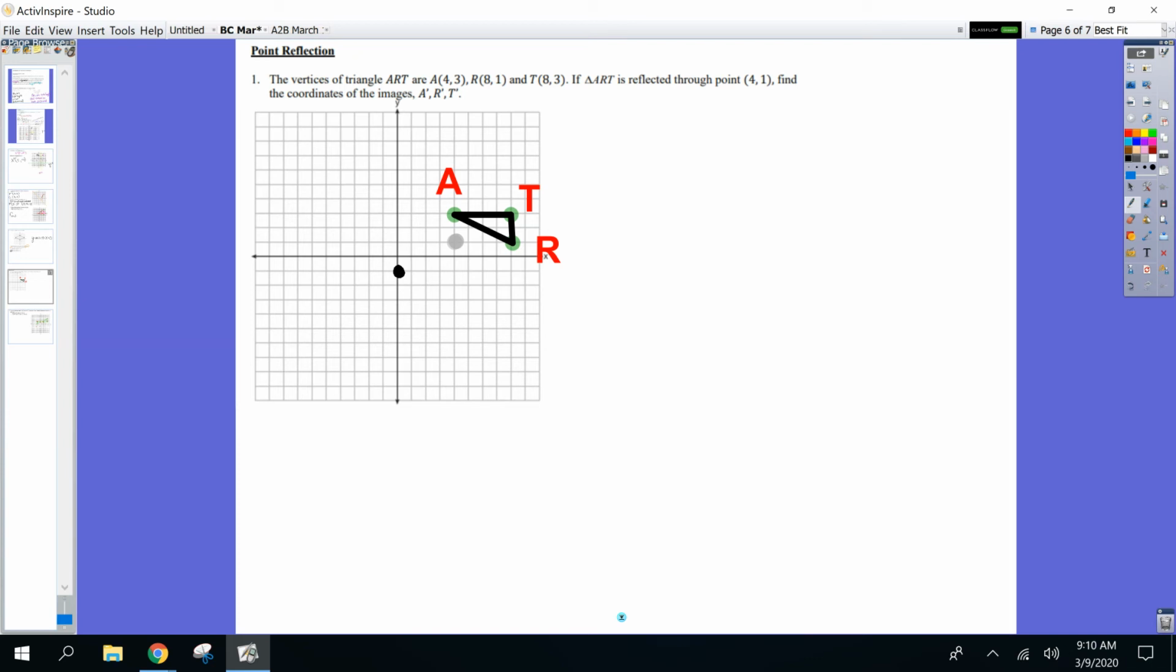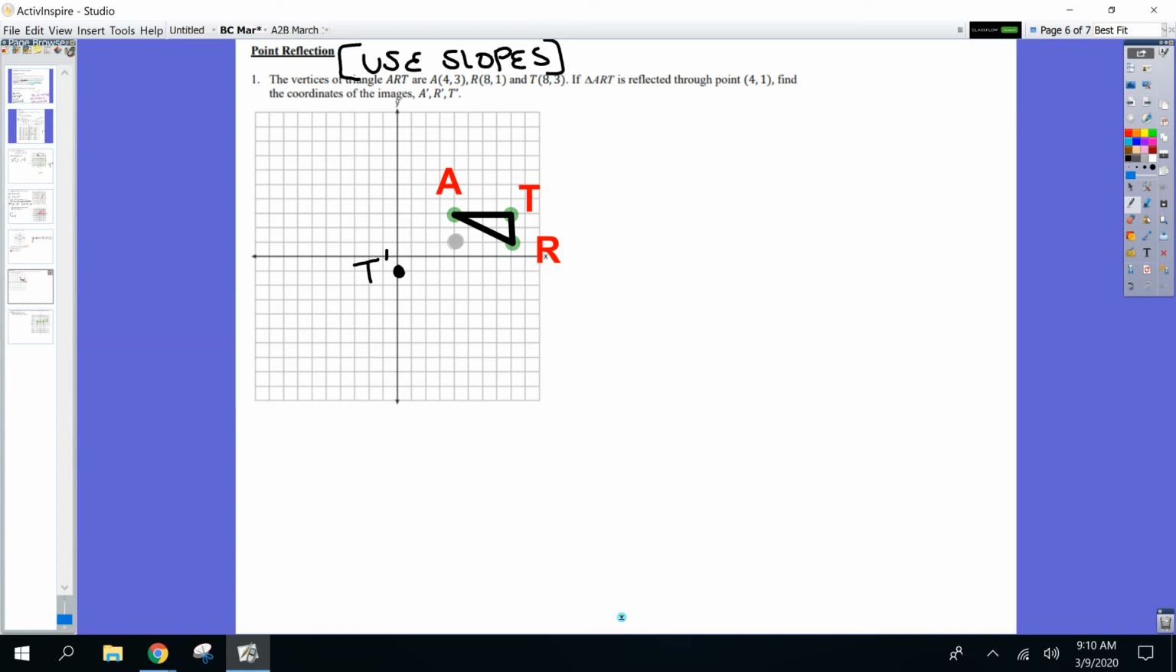All right, and some of you guys started chirping up with it when I asked at the beginning, but yes, when you reflect through the point, you're going to use slopes. Okay, use slopes. So I went down 2, left 4, do it again. There's point T, or T prime. And then go ahead now, you can fill in A and R prime.